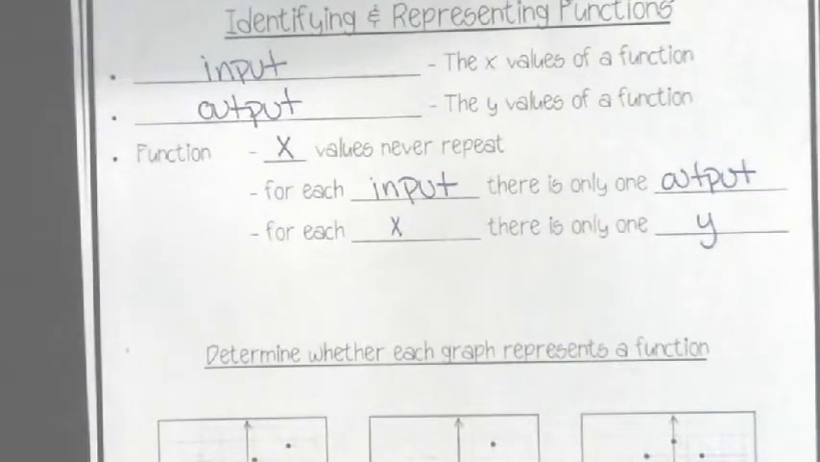And functions or relations can be represented in 4 types of ways. We're going to look at all 4 today: a mapping, a graph, ordered pairs, and tables. The first one that we're going to look at is the graphs here down at the bottom.